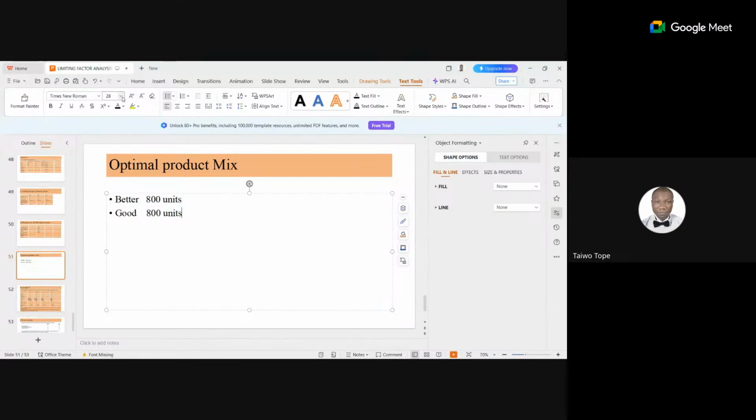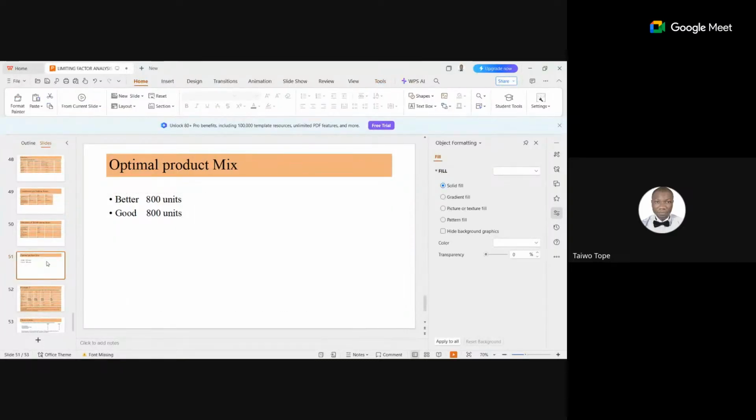Then we'll now go to a question in the Pathfinder. I'll allow you to go and attempt a question in the Pathfinder because some persons have actually attempted it. Some people are through with the whole questions on limiting factor in the Pathfinder. Because we didn't join on time, that's why I'm doing this again. So now, this is what the question wants us to do: to determine the optimal product mix. The best combination of products, the maximum we can produce for each product that will maximize contribution, is 800 units for better, and for good is also 800 units.